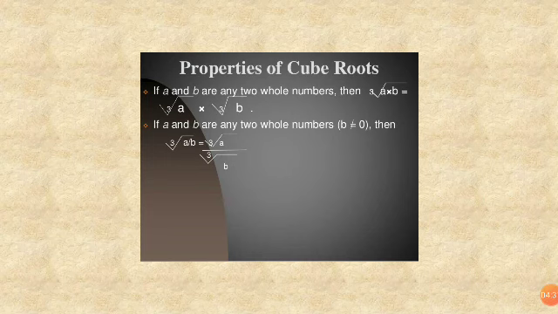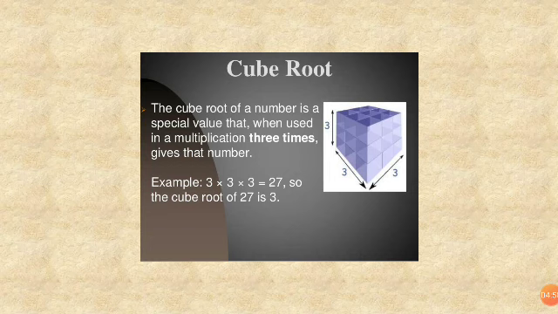Properties of a square root. If a and b are any two whole numbers, root a into b equals root a into root b. So multiply the terms separately: root a into root b. If a and b are any two whole numbers, then root a by b equals root a by root b.